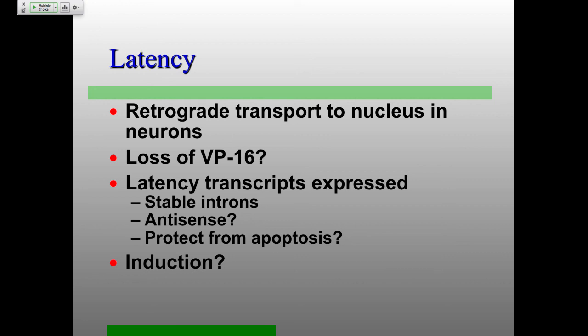And you clearly do see a loss of VP16. You can look at VP16 there and see where they are. And the big question here is what the heck is going on in terms of induction? And it's really still very unclear what's going on there. I think we'll stop here.